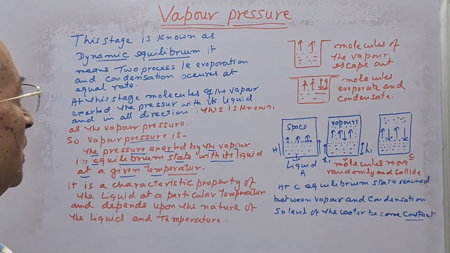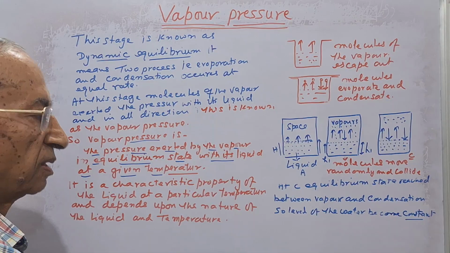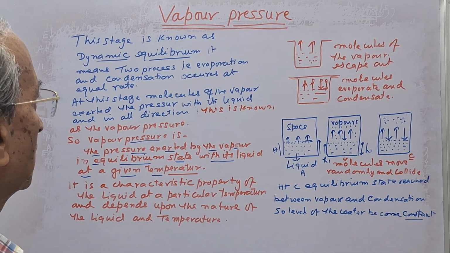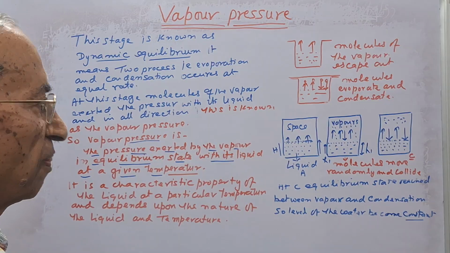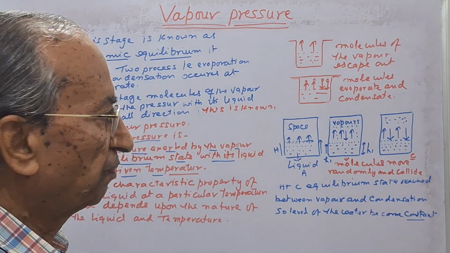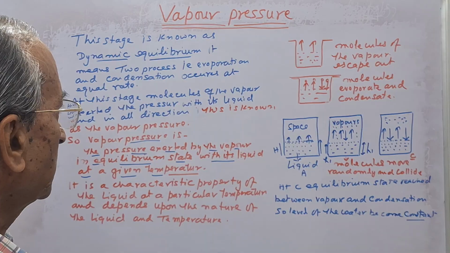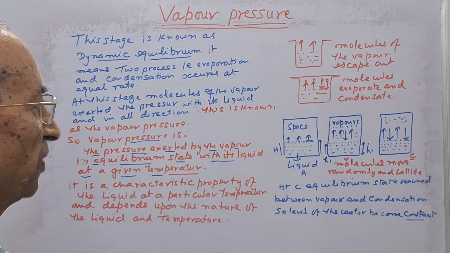Today I will explain vapor pressure. You see, vapor pressure depends upon the nature of the liquid and on the temperature. It means different liquids have different vapor pressures.